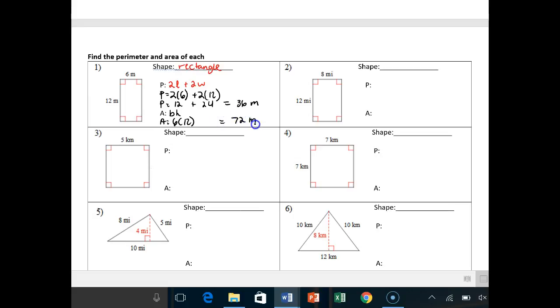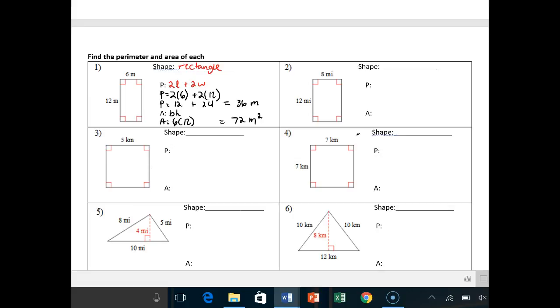And we always say our units for area are how many little squares can we fit inside the shape. So units squared, so meters squared. That's the big difference between perimeter and area. Perimeter you add, area you multiply. Perimeter you're going to get regular units, area you're going to get units squared, right? So you're going to do number 2 on your own.